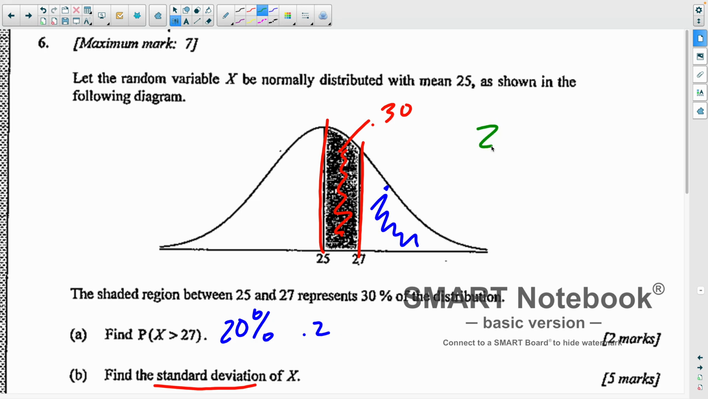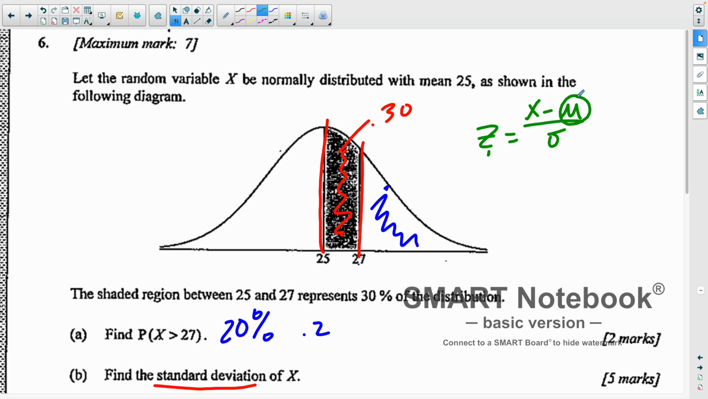Anytime that I'm asked to find the standard deviation, most likely I'm gonna be using my z-score formula. Good news, it's on my formula page, okay? So this is the z-score here. Z-score means how many standard deviations above or how many standard deviations below. So a negative z-score would be below the mean, positive above the mean. This is my mean right there.